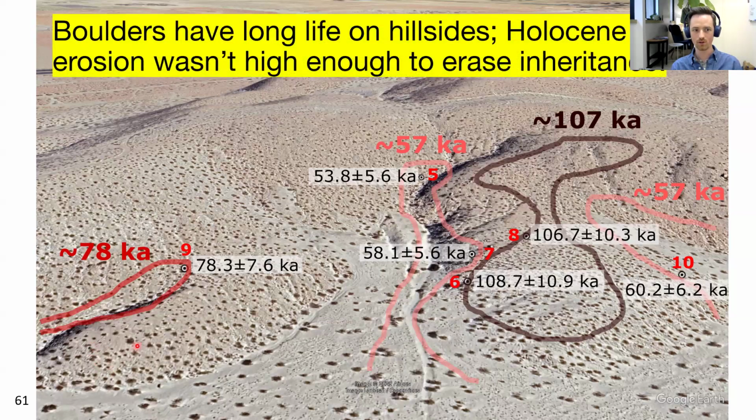I think what we've learned so far is that these boulders have a long life on the hillsides. If there was peak Holocene erosion, which is what some people think, that erosion wasn't enough to entirely erase the inherited cosmogenic nuclide signal. They have a memory of earlier time periods. This places constraints on how much erosion can have happened in the Holocene.